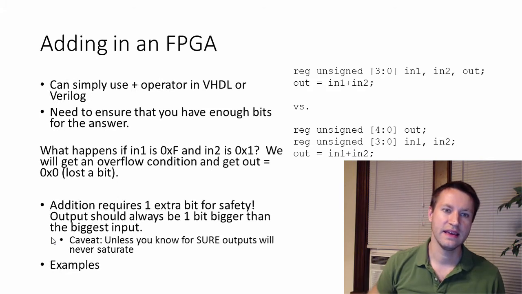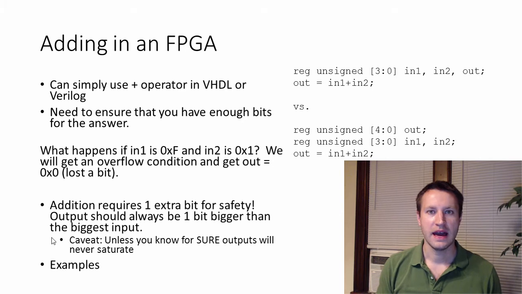Adding. Adding is the easy first place to start. How do we add inside of an FPGA? Well, in VHDL and Verilog, you can simply use the plus operator, and that will add two numbers together. One little side note, though, is that you need to make sure that you have enough bits for the answer. So, for example, what happens if in1 is F and in2 is 1? Well, we're going to get an overflow condition, and I'll demonstrate that.